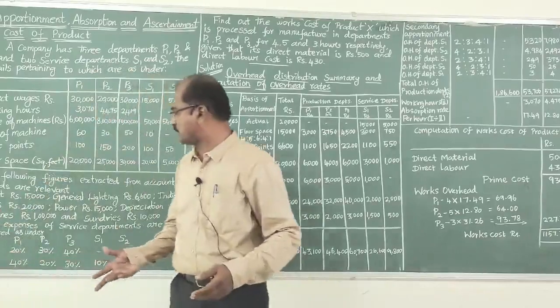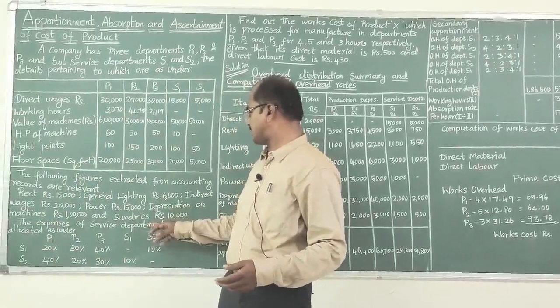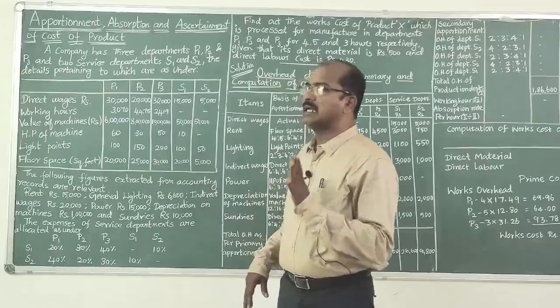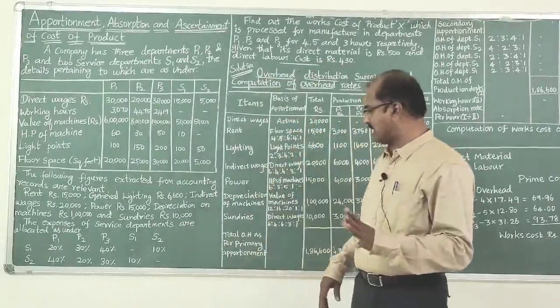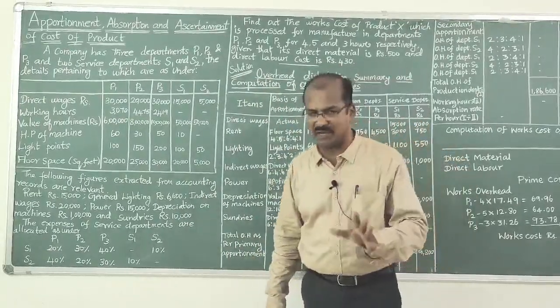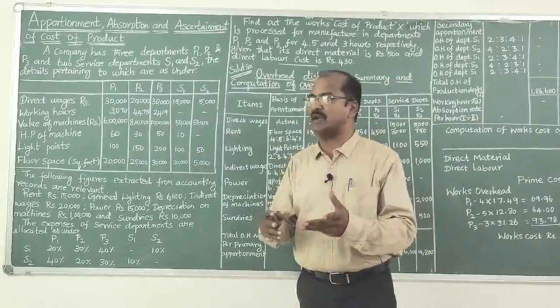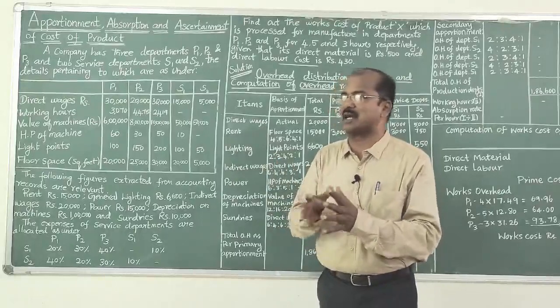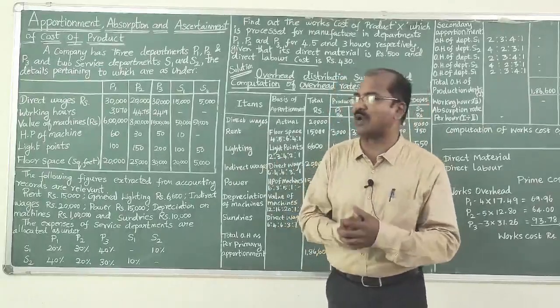And what is the next expenditure to be apportioned? Sundries. Sundries is amounted 10,000 rupees. Normally the expenditure named sundries is apportioned on the basis of direct wages. Direct wages we have already calculated the ratio for direct wages. So let us not waste time to recalculate the same.